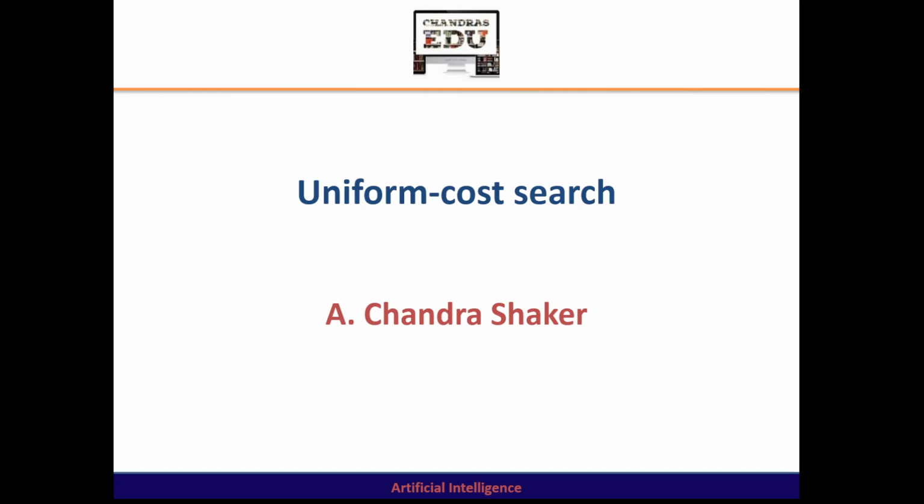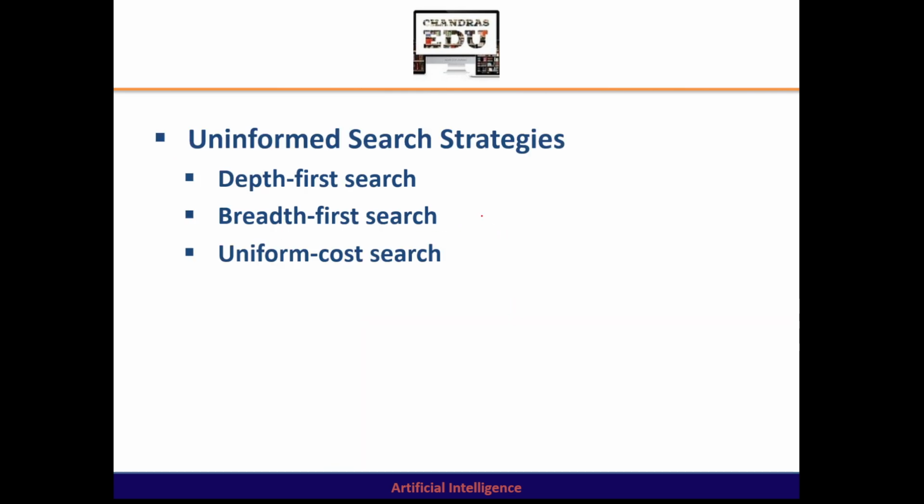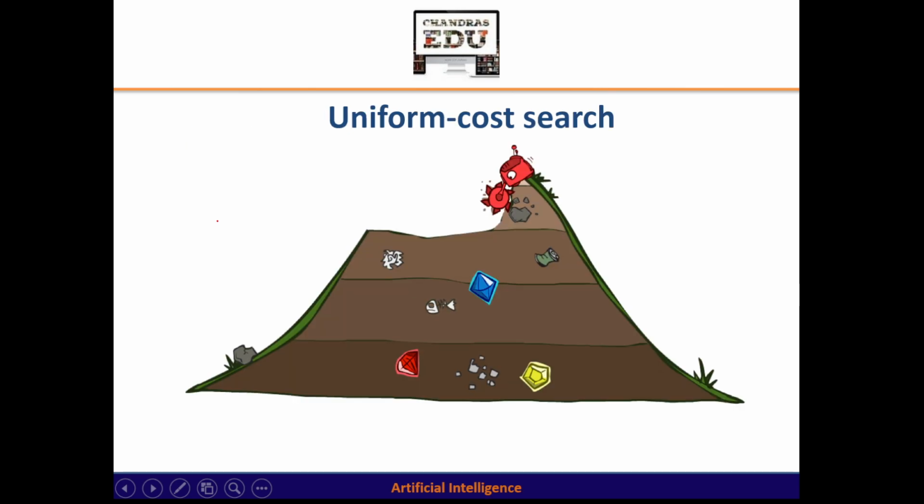In the last two videos, we discussed breadth first search and depth first search. And in this video, we'll be discussing uniform cost search. As we know, we have uninformed search strategies and informed search strategies. In the uninformed search strategies, we have already discussed depth first search and breadth first search. And in this, we'll be discussing uniform cost search.